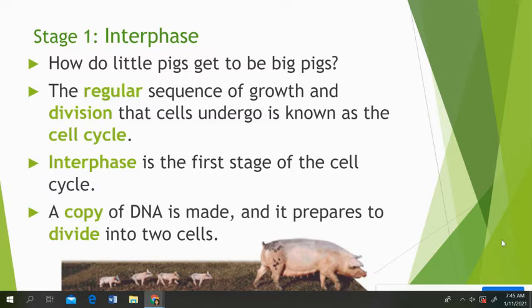So interphase is the first stage of the cell cycle, and during this stage, a copy of the DNA is made. It prepares to divide into two cells, and the cell's also getting bigger. Now, we will learn as we go through our notes, and then later this week, that interphase is actually the longest phase, and it probably takes about 90% of the cell cycle time because it takes so long to copy that DNA and make sure it's copied correctly so that it can divide and be put into those two cells.